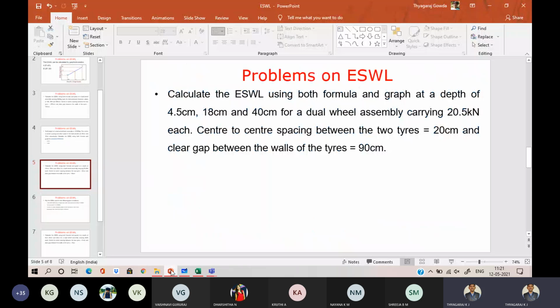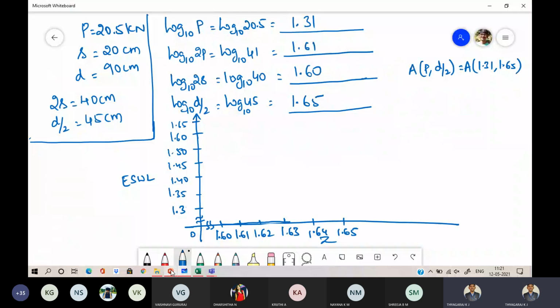Wait a minute. Clear gap between the walls is 90 centimeter. Okay, correct. B is 2P comma 2S. 2P comma 2S. B, 2P is 1.61 comma 2S, it is 1.60. So the x-axis is 1.60, 1.31. We will get here. Are you going to get the graph for this one?